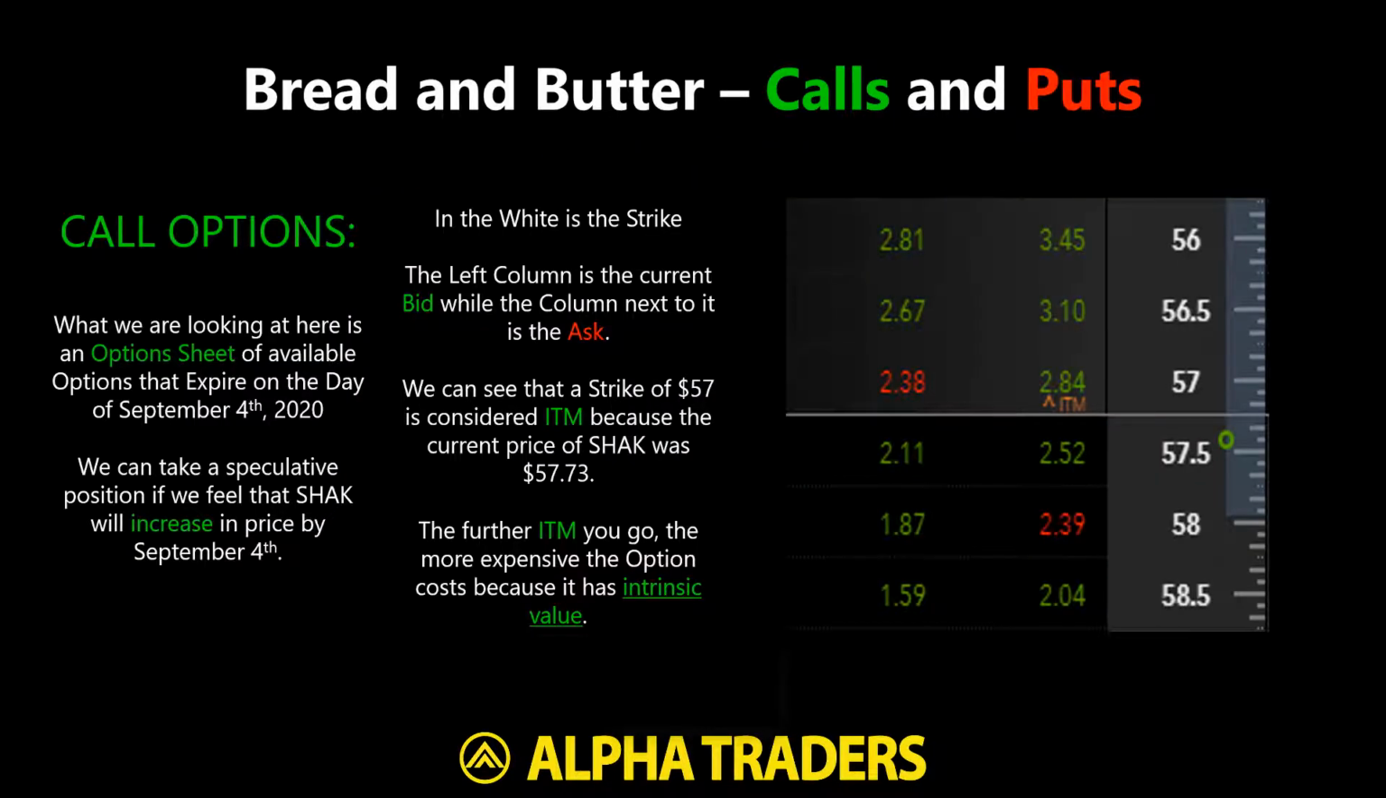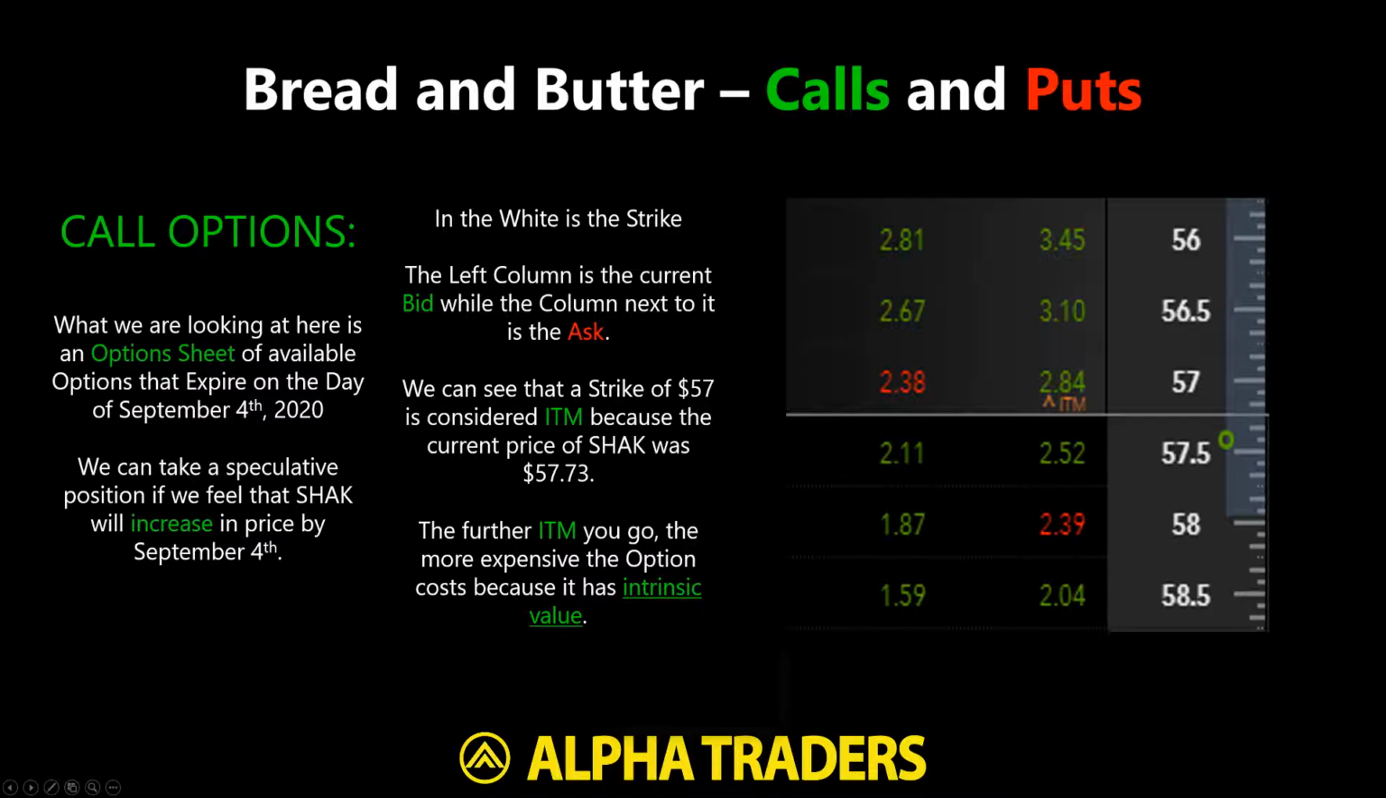So let's just blow it up a little bit, make it a little bit easier. So what we're looking at here is an option sheet. Available options that expire on the day of September 4, 2020. We looked at the expiration date. You could take a speculative position if we feel that Shack will increase in price by September 4th. So in the white, that's this right here, in that column, is the strike. That's the strike price. The left column is the current bid, while the column next to it is the ask. So this is your bid and this is your ask.